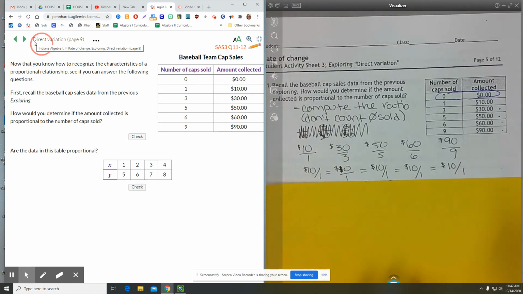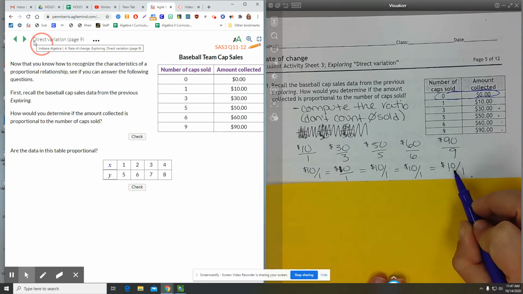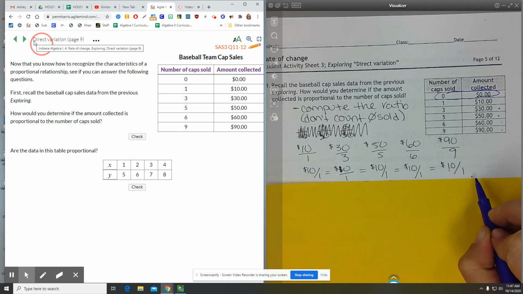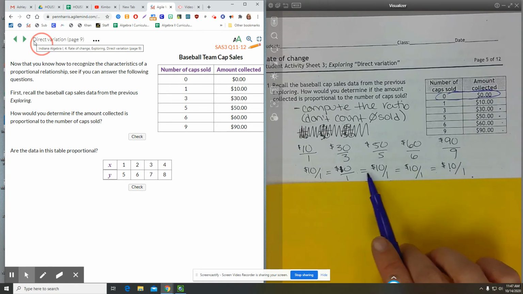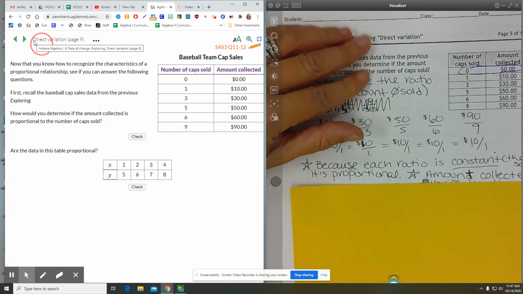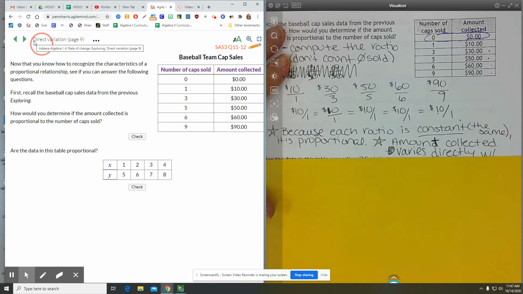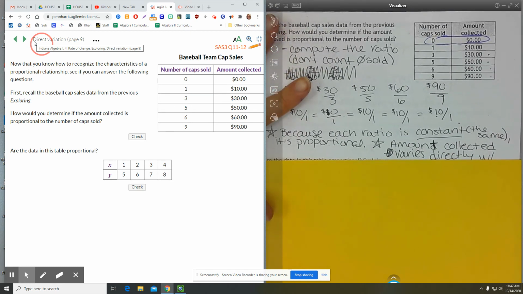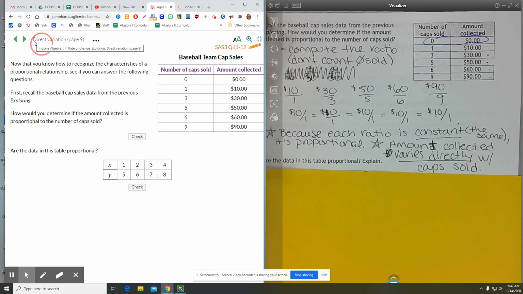Guys, that means $10 for 1 cap. We collected $10 for every single cap. Something else I noticed is that each of them can reduce to that. They are all equal. Because they are all equal, we are going to say that the ratio is constant. It's the same. It's proportional. Our amount collected varied directly with the number of caps sold.